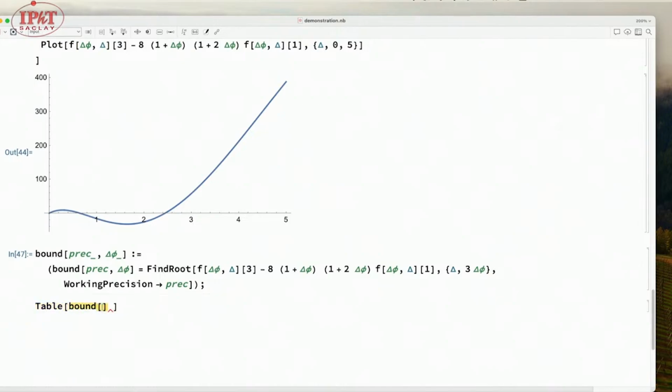Let's see what this bound looks like for some precision 30 as a function of delta phi. You can start around 1/10 and go to 3 with steps of 1/10. I'm just going to compute points where on the x-axis there is delta phi, on the y-axis there is the bound, and just to make sure that it doesn't run slowly, let's see how fast this is.